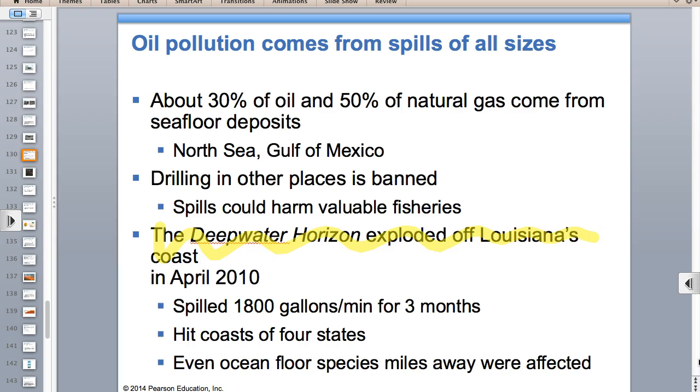And before that, the biggest oil spill was the Exxon Valdez, but that was in 1986. But this definitely trumped it. Huge amounts of oil. It spilled 1,800 gallons a minute for 3 months straight. It was a lot. It was in the millions of gallons. I don't remember the number. And it caused a lot of problems in 4 states.